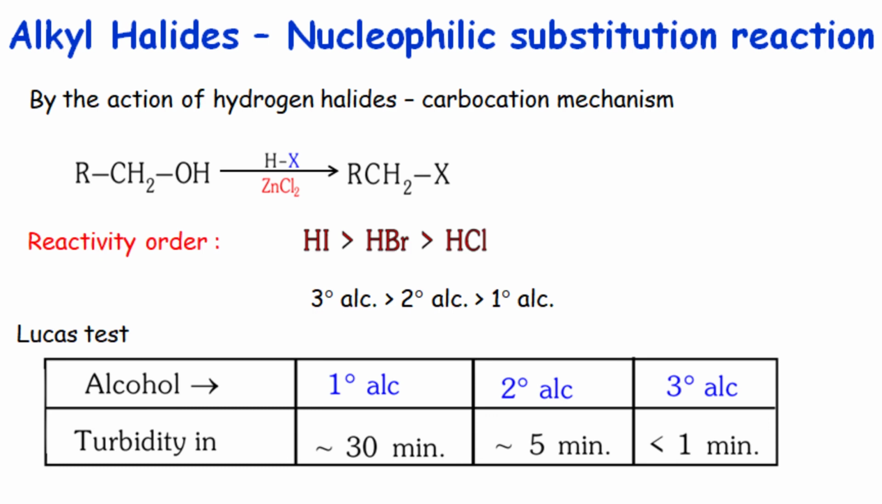And the reactivity order is going to be a tertiary alcohol greater than secondary alcohol greater than primary alcohol. This is used for tests for alcohols. If the given alcohol is a 1 degree alcohol, the corresponding alkyl halide, which is not all that soluble, gives you turbidity in 30 minutes, whereas a 2 degree alcohol gives a turbidity in 5 minutes, whereas a 3 degree alcohol gives a turbidity in less than 1 minute. So this gives you not only a way to synthesize the alkyl halide, but also to figure out what type of alcohol is present, 3 degree versus 2 degree versus 1 degree.